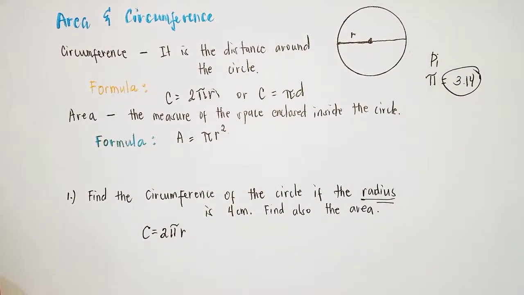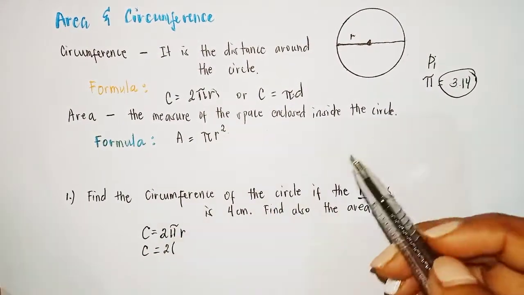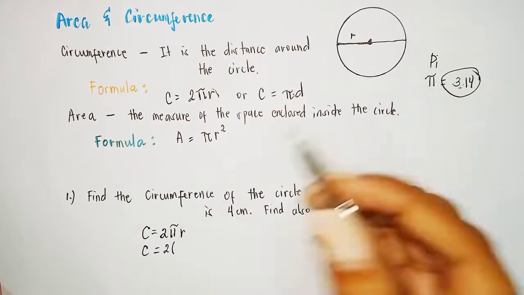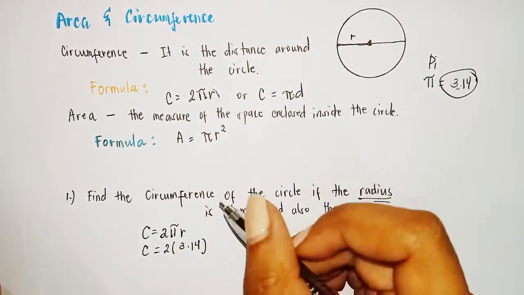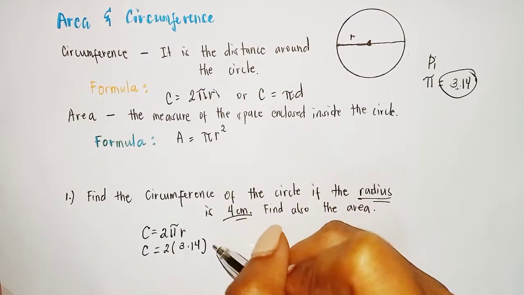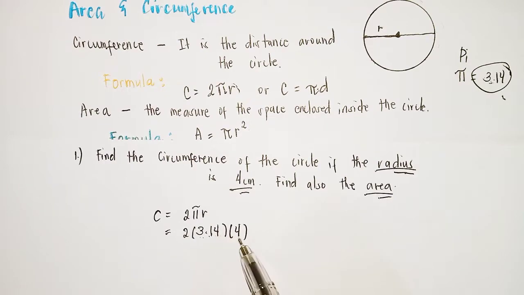And then what we are going to do is to just substitute the value of the given and the pi in this formula. So we have C is equal to 2. Ano ba ang value ng pi? We have 3.14 times the radius is equal to 4 cm. Alright? So, we have 2 times 3.14 times 4.